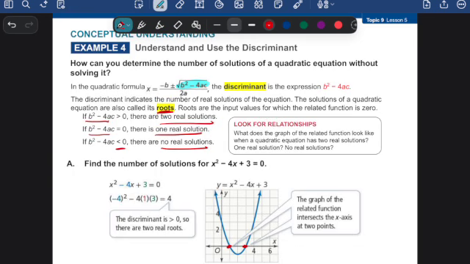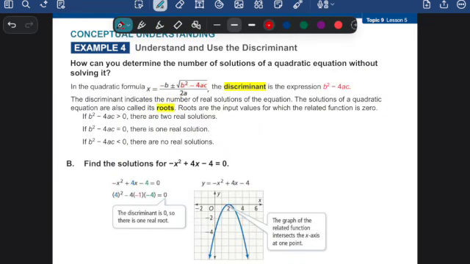Part A, let's find the number of solutions. We don't even need to solve it. We're just looking at the discriminant. Okay, so just the b squared minus 4ac. So plug in those values. B squared, negative 4 squared, minus 4ac. So this would be 16 minus 12. That gives us a positive value. We know that we're going to add 4 and we're going to subtract 4. So we're going to have 2 solutions.